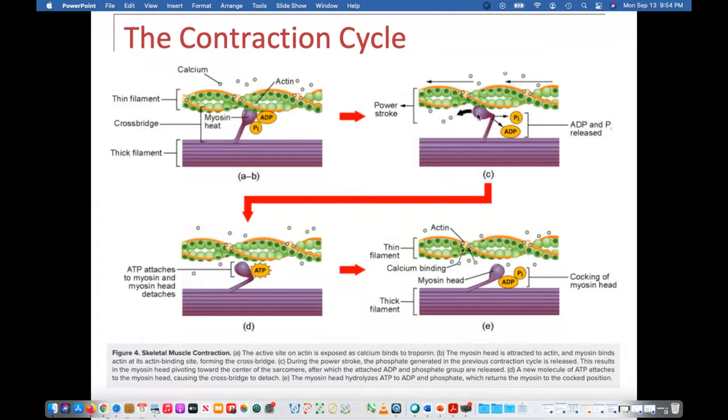But then the wrist flicks. Look at the shape of the wrist joint here compared to the wrist joint here. It flicks, creating what's called a power stroke or a contraction. But after this bends and moves, it has to detach only to grab on again. Now, notice what we see here at the myosin head.